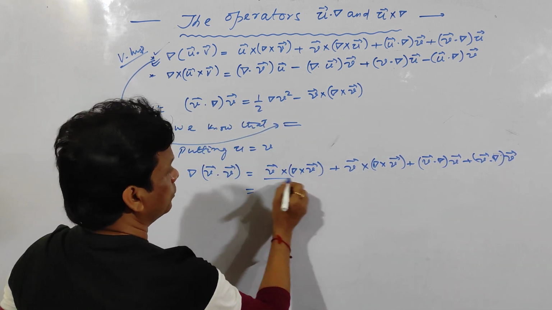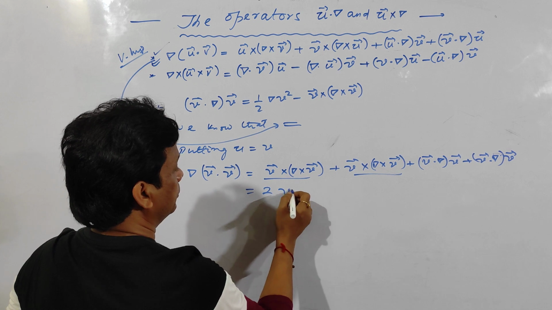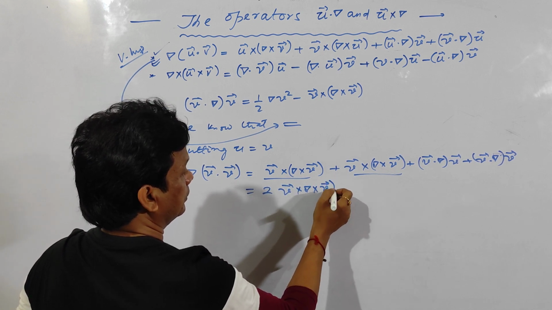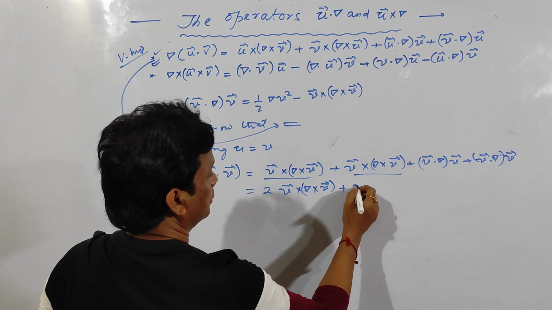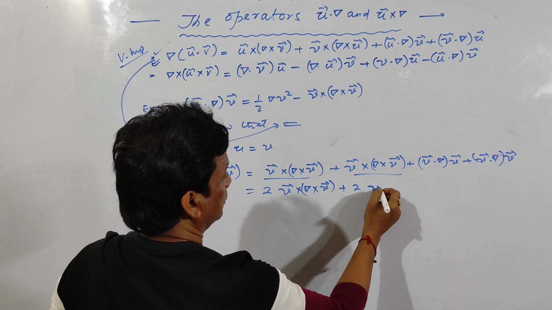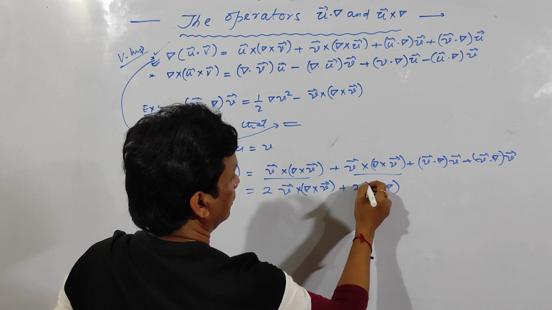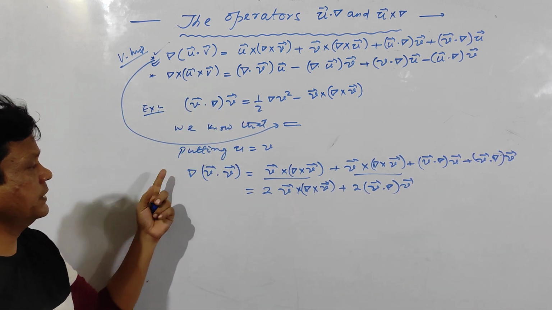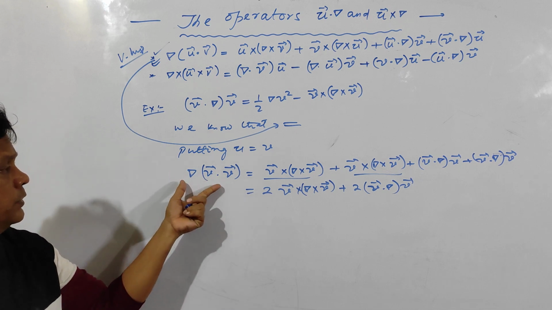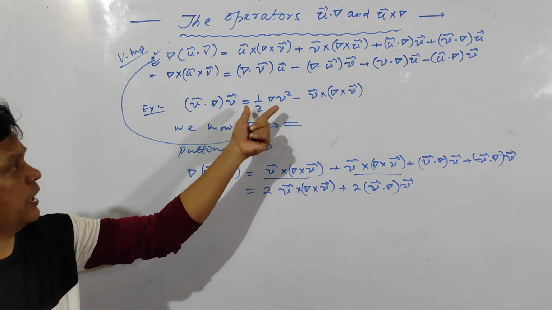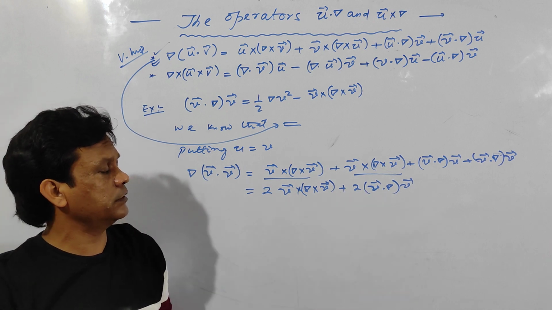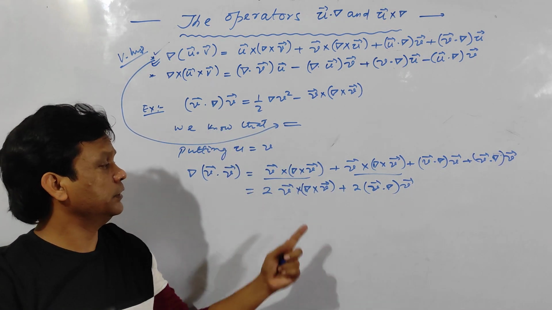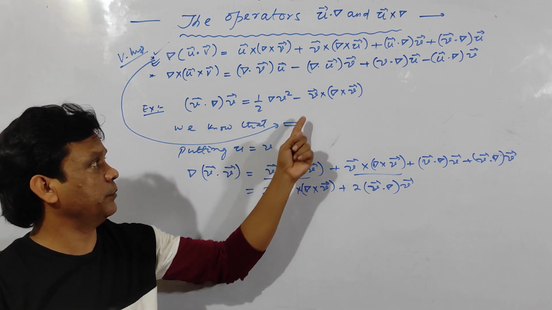So these two get added, it will become twice of v cross del cross v plus twice of v dot del of v. So take 2 common and take it to this side, it will become half of this one, and v dot v is v square. So half of v square is equal to this plus this, and then find the value of this one. This part will go to the left hand side, will become minus.